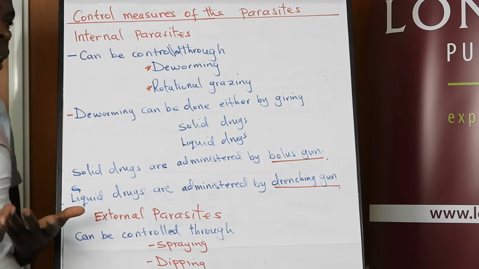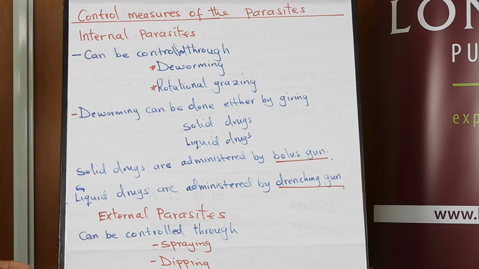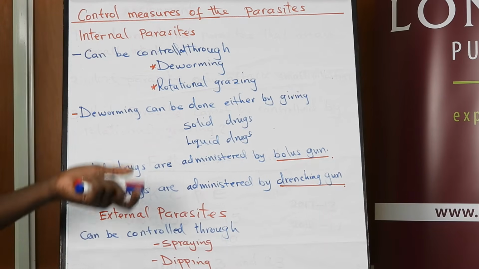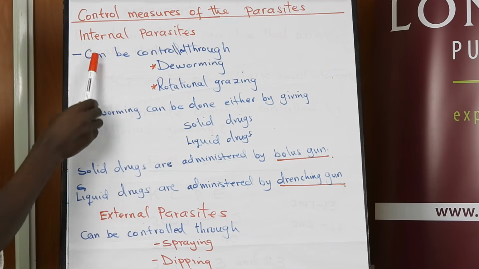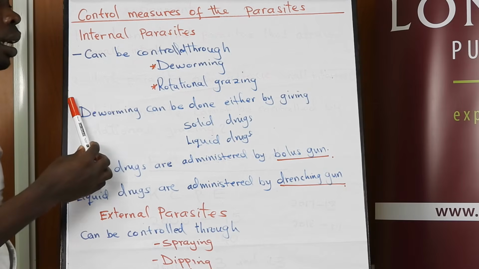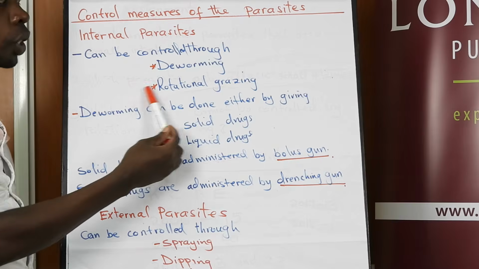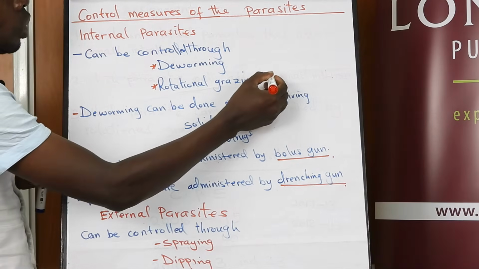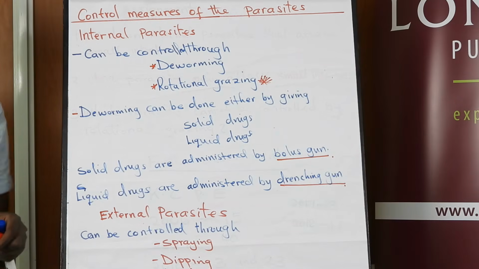We agreed that the internal parasite and the external parasite feed on the animals and cause disease. And therefore there is need to have control measures. We are going to look at the control measures for the internal parasite. The internal parasite can be controlled through deworming and rotational grazing. And take note that rotational grazing is also a way of controlling external parasite.